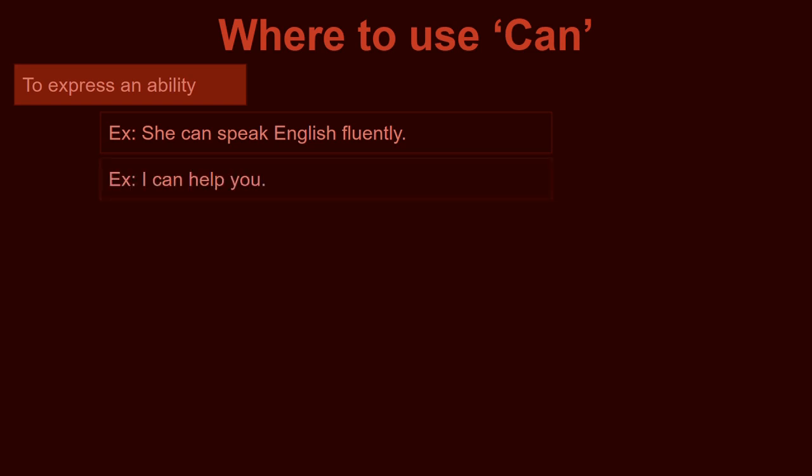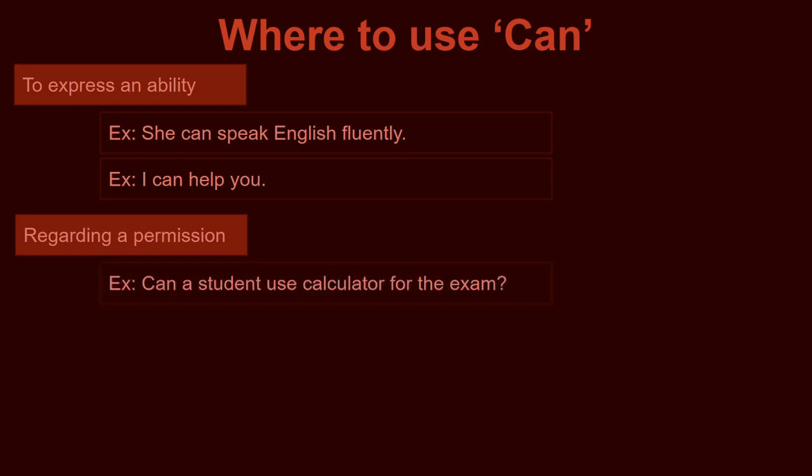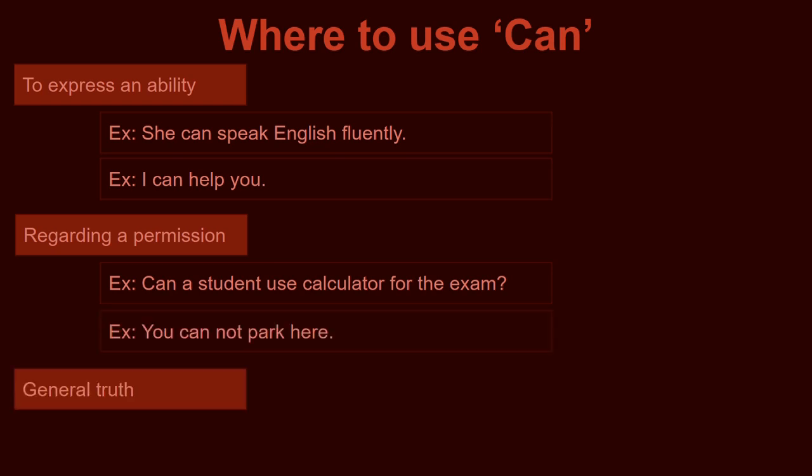Where to use can. To express an ability. She can speak English fluently. I can help you. Regarding a permission. Can a student use calculator for the exam? You cannot park here. General truth. Sun can burn anything.